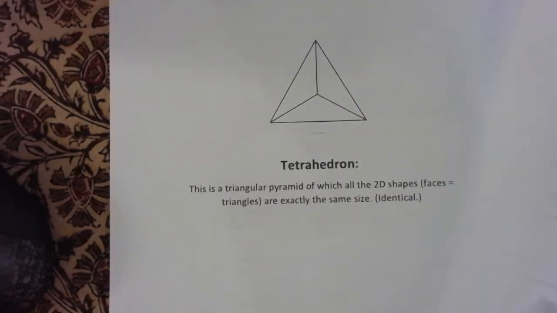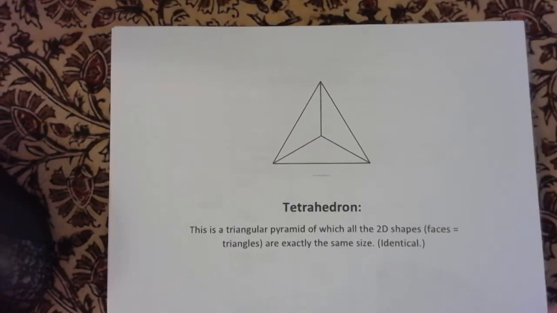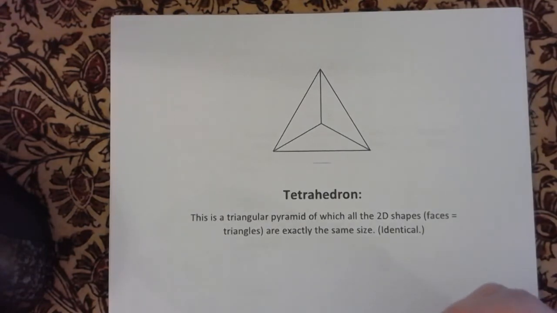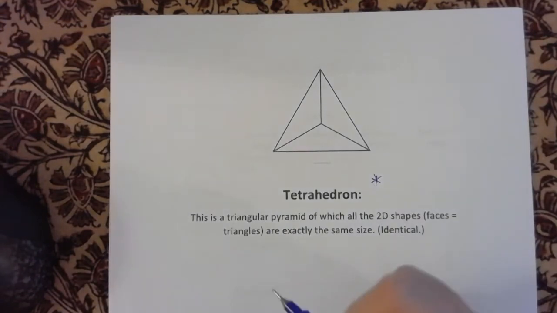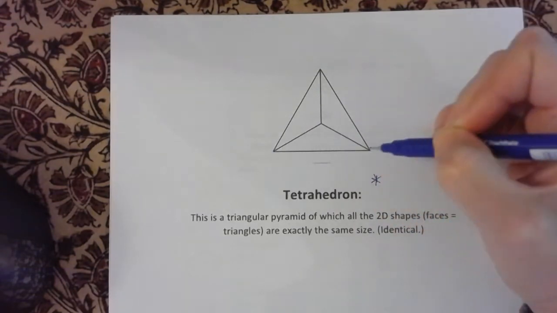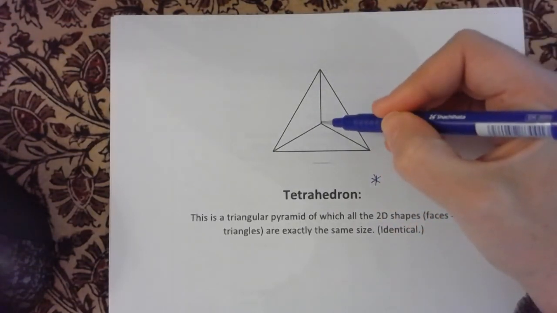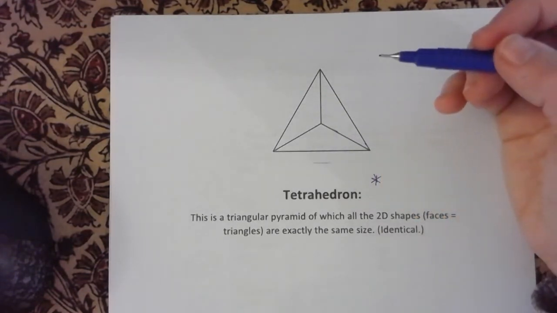Okay? Right, so let's go to the last page. This one is an interesting pyramid. It's got a special name. It's called a tetrahedron, and this word you need to remember. It's very, very important. Okay, this is a triangular pyramid of which all the 2D shapes, the faces, which are triangles, are exactly the same size. They are identical. So you will have the triangle that you see here that's in the front will be exactly the same size as the triangle at the back, and the other one that's also at the back, and the one that's at the bottom, the base.